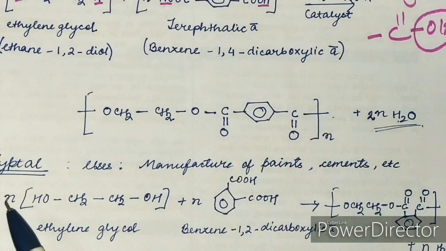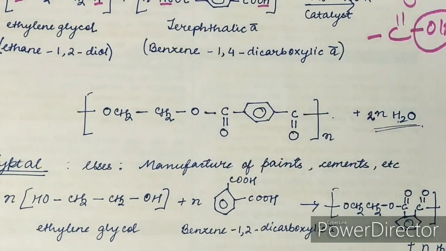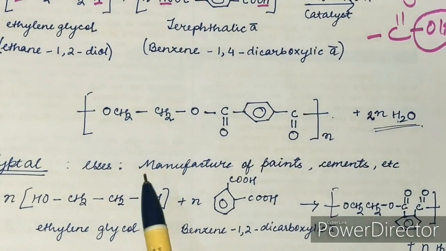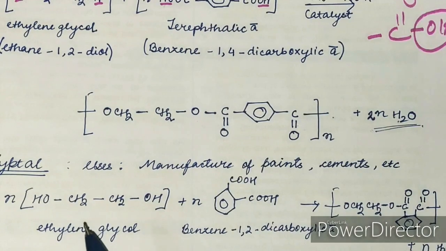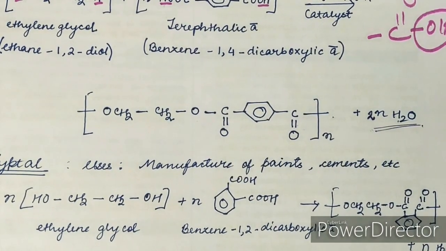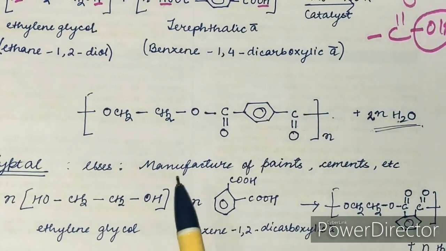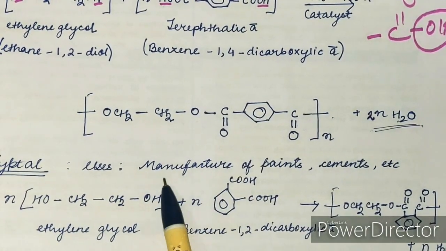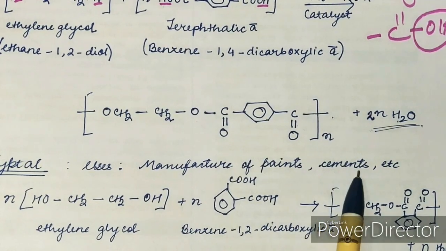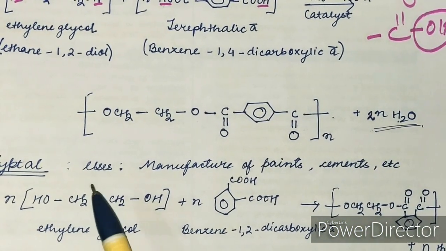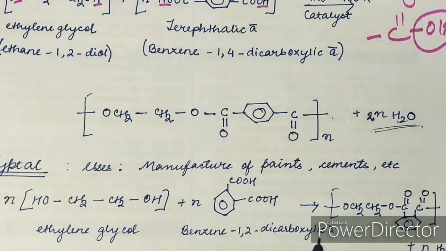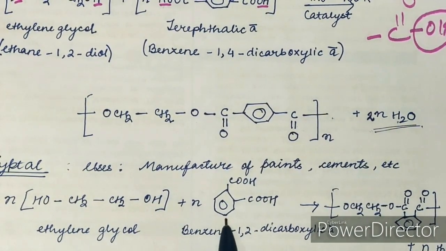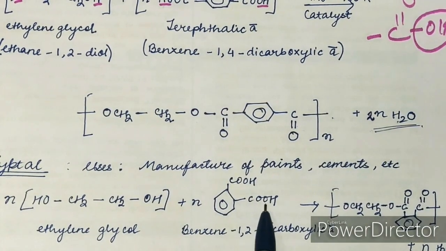Now let us talk about glyptal, which is another type of polyester, falling under the condensation polymers. It is used in the manufacture of paints, cements, etc. As you know, paints are mainly waterproof these days, so polymers are used here, and glyptal is one of the polymers used in the manufacture of paints as well as some cements. In the production of glyptal, you again take ethylene glycol and again benzene dicarboxylic acid. But here one point you have to remember, that it is not 1,4-dicarboxylic acid, but it is 1,2-dicarboxylic acid.